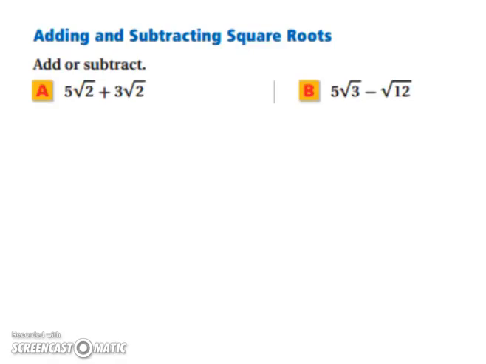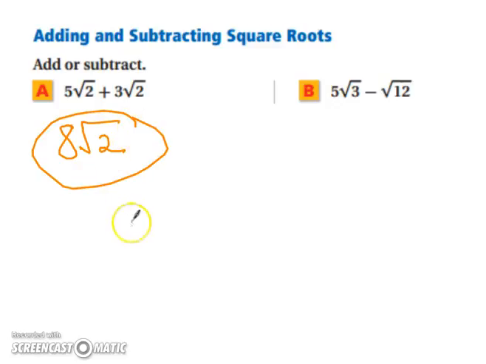Let's practice. Alright, so we have 5 square roots of 2 plus 3 square roots of 2. Are our radicands the same? Yes. So since they're the same, we can simply add our 5 and 3 together, which gives us 8 square roots of 2. And we're done with that one.